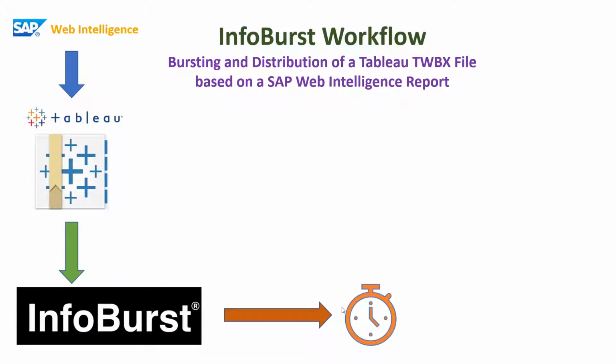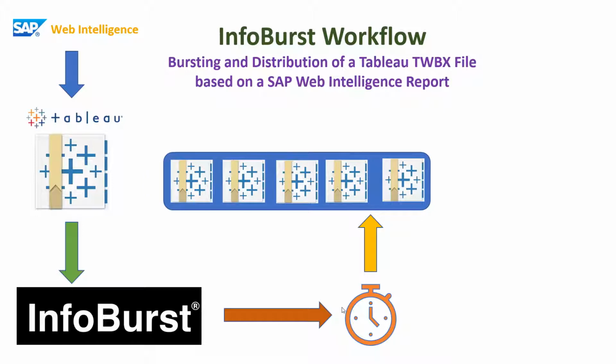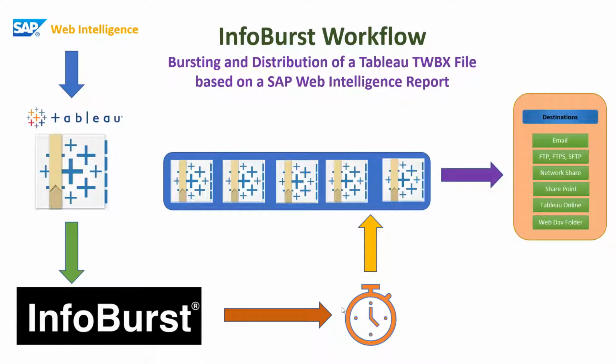We'll be using InfoBurst to schedule the bursting of that TWBX file into individual files. In this example, it'll be product category. Once the TWBX file has been burst, there's multiple destinations that InfoBurst can publish the files to. In this workflow, we'll be looking at Tableau Server and email.